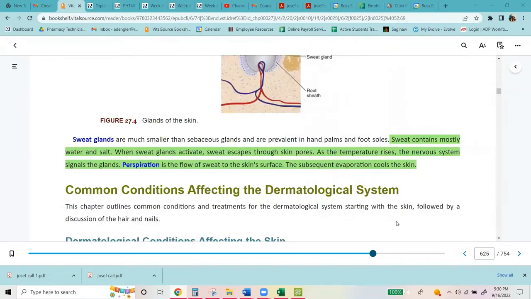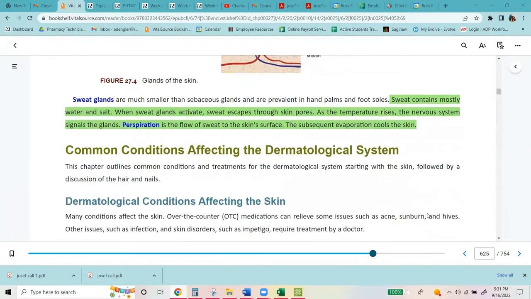Sweat glands are much smaller than sebaceous glands and are prevalent in the hands, palms, and foot soles. Sweat contains mostly water and salt. When sweat glands activate, sweat escapes through our skin pores. As the temperature rises, the nervous system signals the glands. Perspiration is the flow of sweat to the skin's surface. The subsequent evaporation cools the skin.